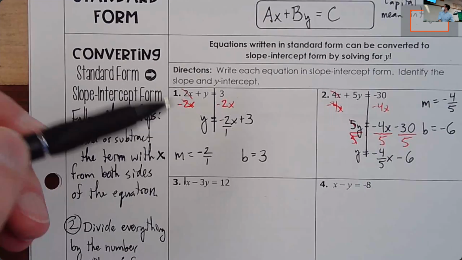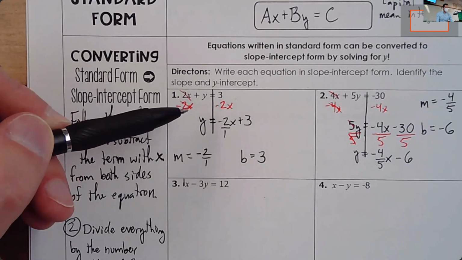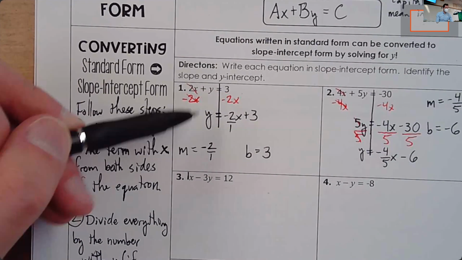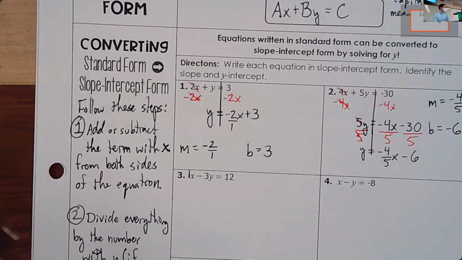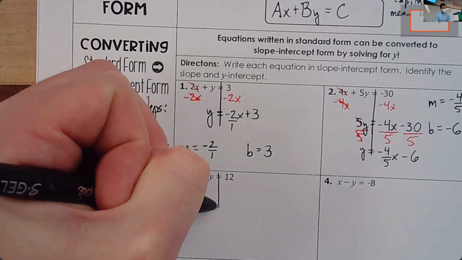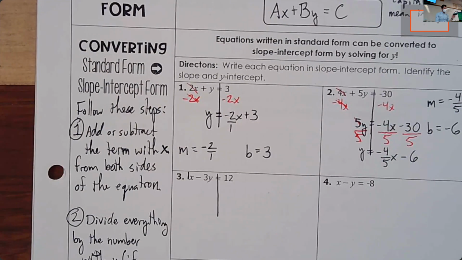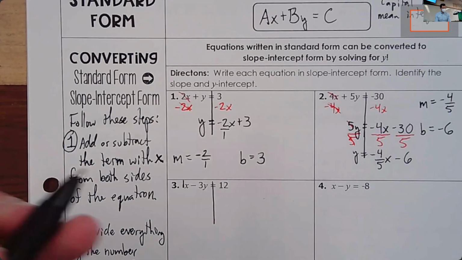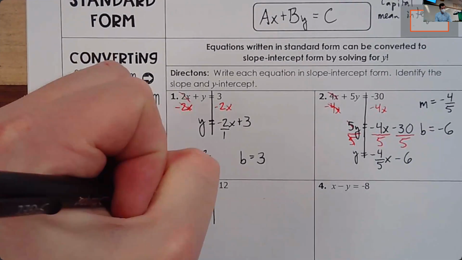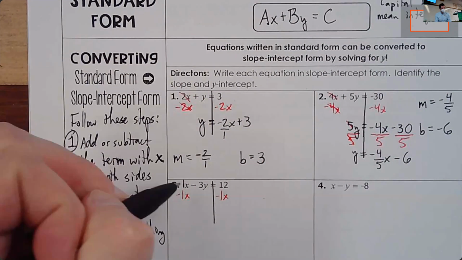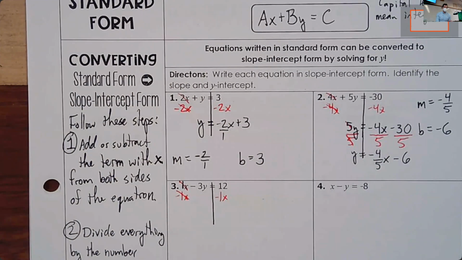We didn't do that with the first one here because we want to get y all by itself. So if it's just a plus y, you don't need to worry about it. But if it's anything else, put a 1 next to it if the variable doesn't have a number next to it already. So step number 1, add or subtract the term with x from both sides of the equation. So this is still a positive 1x here. So I'm going to subtract. I'm going to do -1x from both sides. I'm going to speed things up just a little bit. So I'm going to cancel out the 1x's on the left.